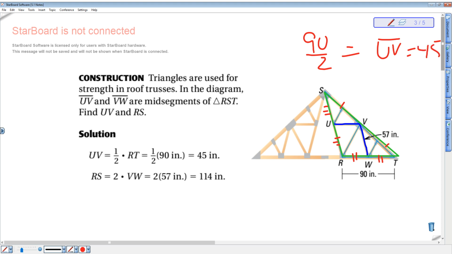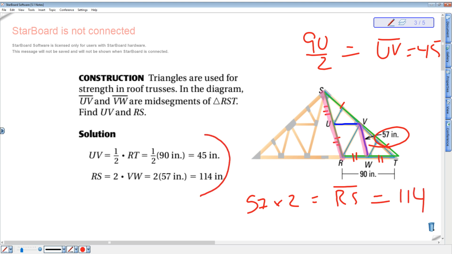So that's pretty easy. The second question they're asking us is what RS is. So this area right here. What is RS? For that, we can use the mid-segment theorem again, and you see VW is a mid-segment for RS. Because VW is 57, we can multiply that by 2, and we get line segment RS, which is going to equal, if my math is correct, 114. And if you look right over here, I have the solutions right here. We are correct in what we found out.